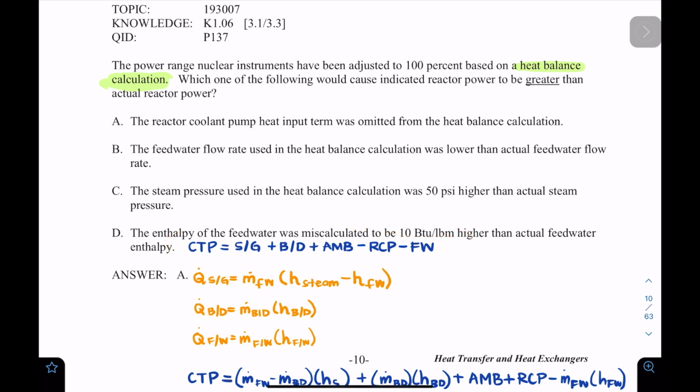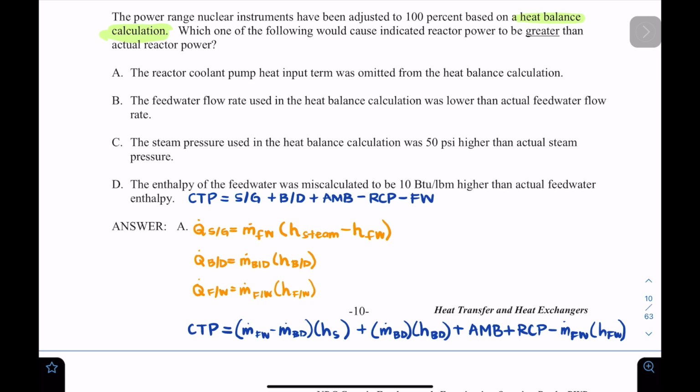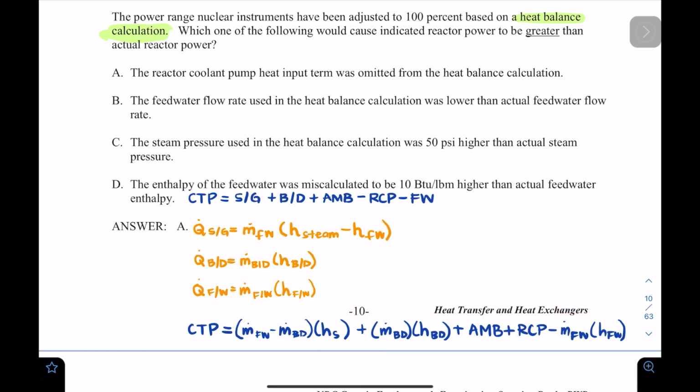Which one of the following will cause indicated reactor power to be greater than actual reactor power? Okay. So if the reactor coolant pump heat input term was omitted from the heat balance calculation, so if we omit the reactor coolant pump here, right? Overall, we will reduce this part. So the CTP will be lower.